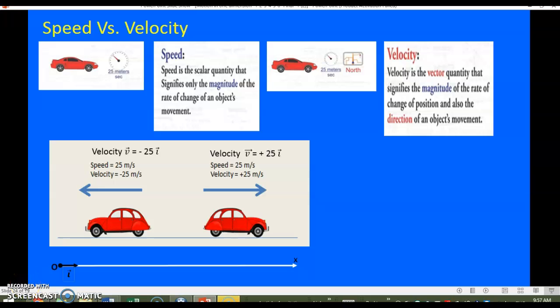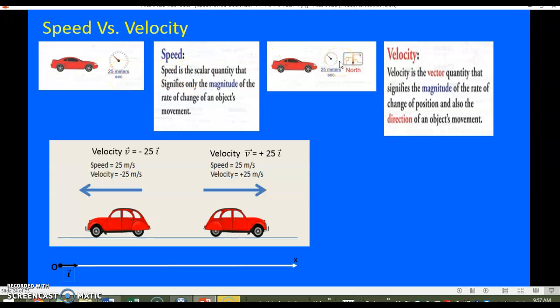Speed versus velocity. Speed is the scalar quantity that signifies only the magnitude of the rate of change of an object's movement. It describes how much ground is covered during a certain period of time, or per unit time. So when we say moving at 25 meters per second, this is only the speed. It is indicated by the speedometer here, as you can see.